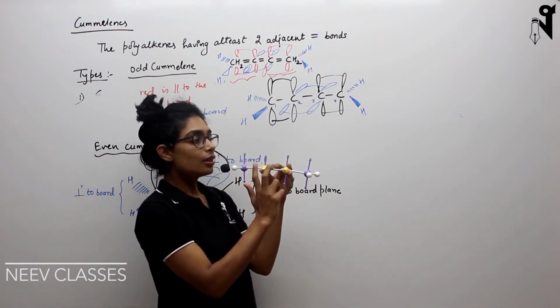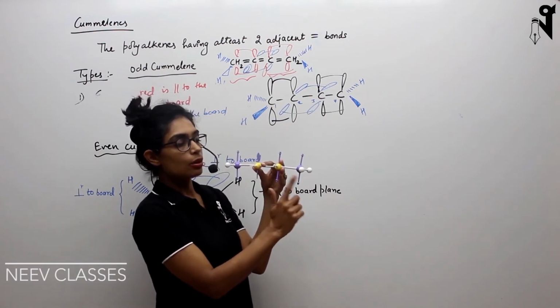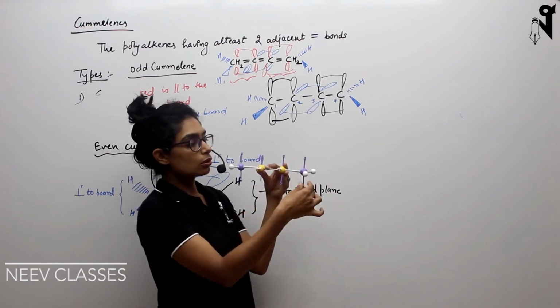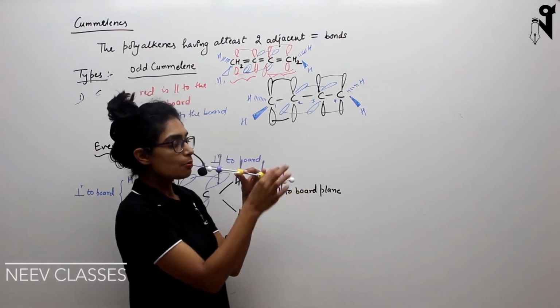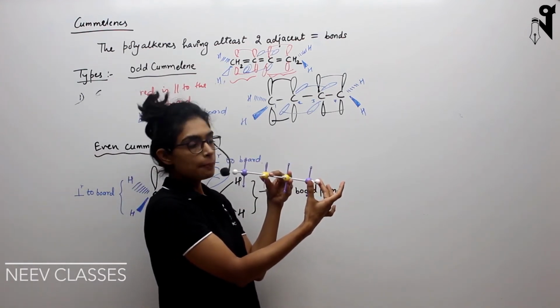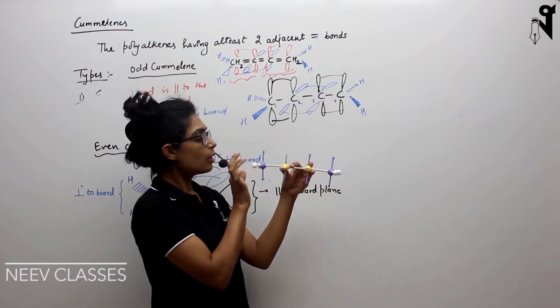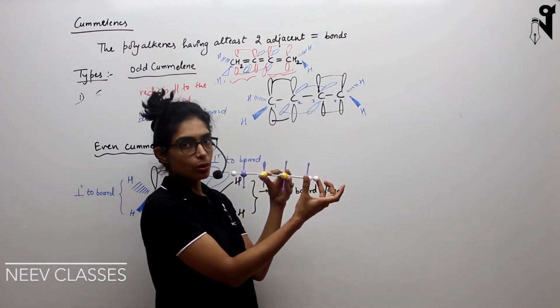So now third and fourth will make again the pi bond using this parallel to the board p orbital. So this is parallel to the board, this is also parallel to the board, and they'll form the pi bond. Because this is parallel to the board, again the two hydrogens which are sigma bonded will be perpendicular to the board, right?